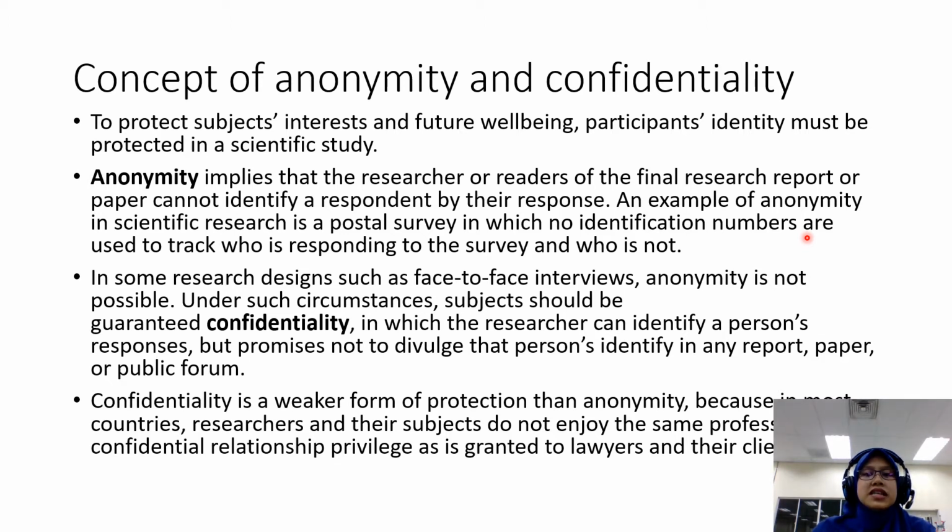The concept of anonymity and confidentiality. To protect subjects' interests and future well-being, participants' identity must be protected in a scientific study. Anonymity implies that the researcher or readers of the final research report or paper cannot identify a respondent by their response. An example of anonymity in scientific research is a postal survey in which no identification numbers are used to track who is responding to the survey and who is not. In some research designs, such as face-to-face interviews, anonymity is not possible. Under such circumstances, subjects should be guaranteed confidentiality, in which the researcher can identify a person's responses but promises not to divulge the person's identity in any report, paper, or public forum.